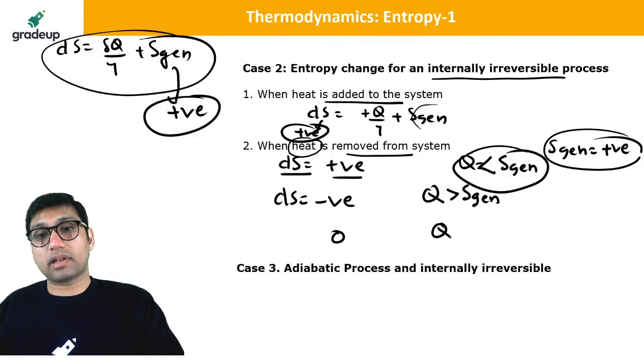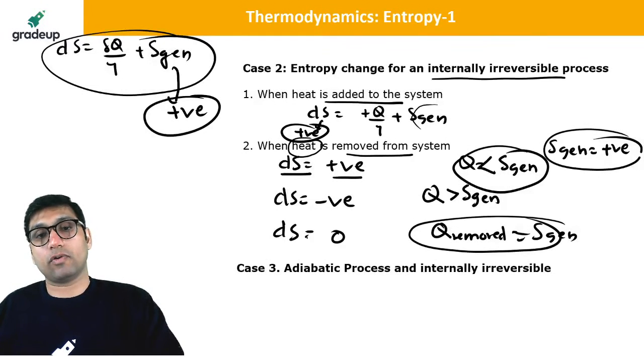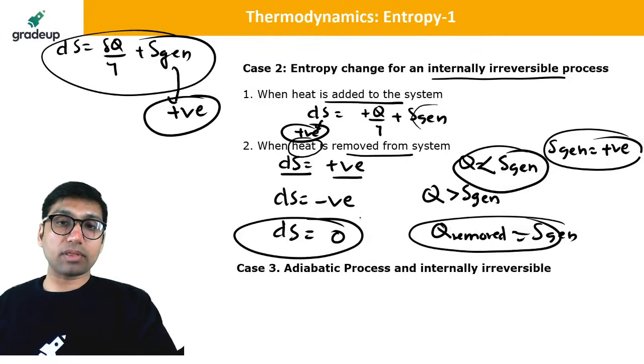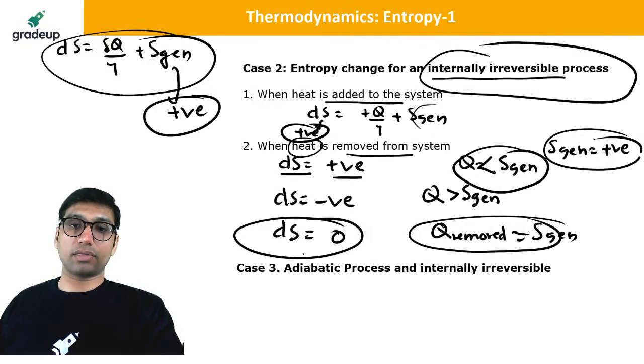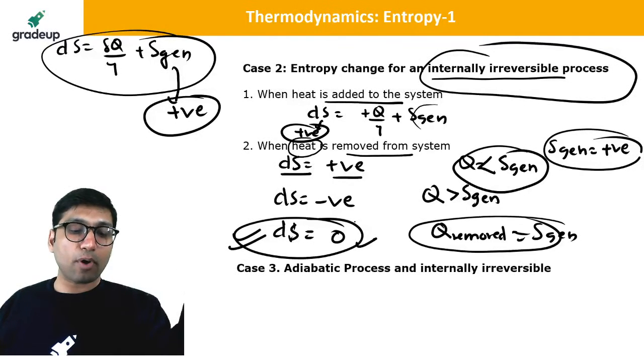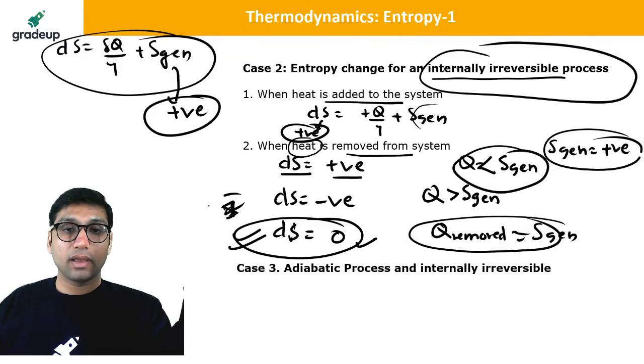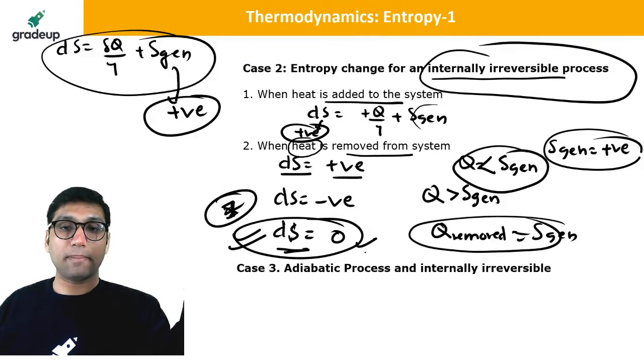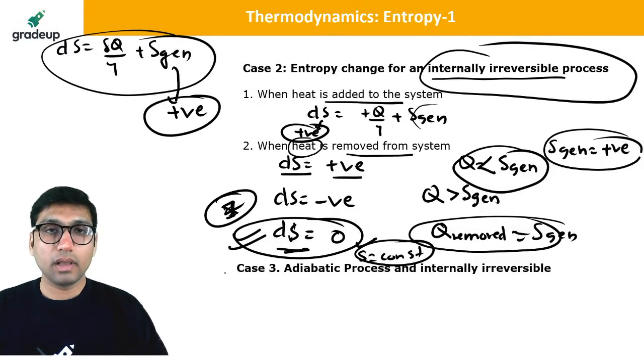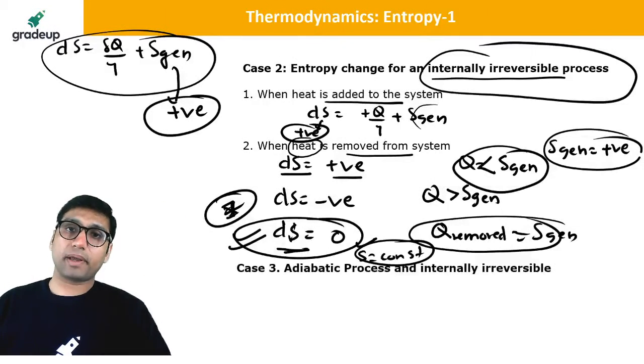If the heat removed from the system becomes equal to the entropy generation value, then the entropy change will be 0. So in the case of heat removed from the system in an internally irreversible process, there comes a case when the entropy change can also be 0. That is why we cannot say that an isentropic process is always reversible adiabatic, because in this particular case also the entropy change can become 0 and the process can become isentropic. But a reversible adiabatic process is always isentropic.